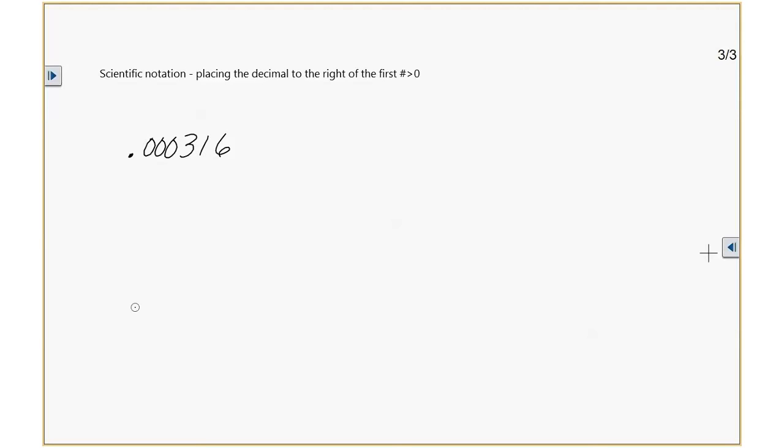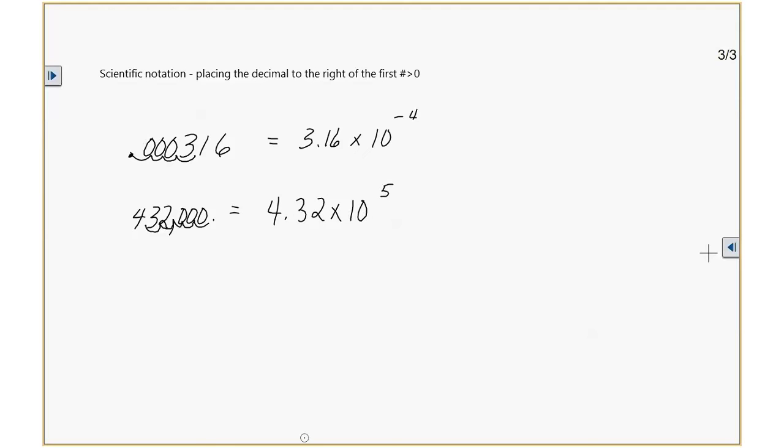0.000316. Okay? Students go, okay, I can change that into scientific notation. 1, 2, 3, 4. And that'd be 3.16 times 10 to the negative 4. And they get it right, because they know how to do it. And then they go, okay, I'm going to change 432,000 into scientific notation. And they get decimals right here, and they go 1, 2, 3, 4, 5. They measure over here, and they say 4.32 times 10 to the fifth power. And they get a check, and everything's fine.